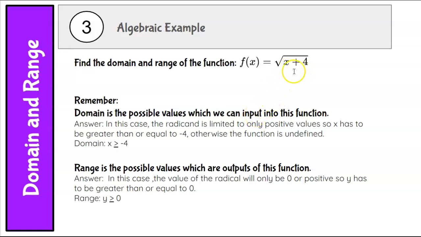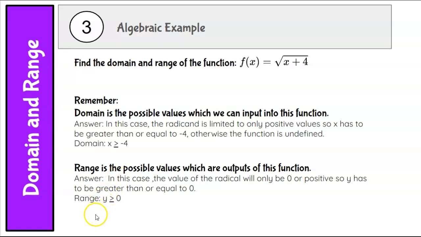In this case, the radicand is limited to only non-negative values. You can't take the square root of a negative number. So x has to be greater than or equal to -4. Okay, if I put -5 in here, I'm going to get a negative. Do you see that? Because -5 plus 4 would be -1. If I put -4 in here, I get 0, and I can take the square root of 0. If I put -3 in here, plus 4 would be 1. I can take the square root of that too. So the domain is x is greater than or equal to -4.